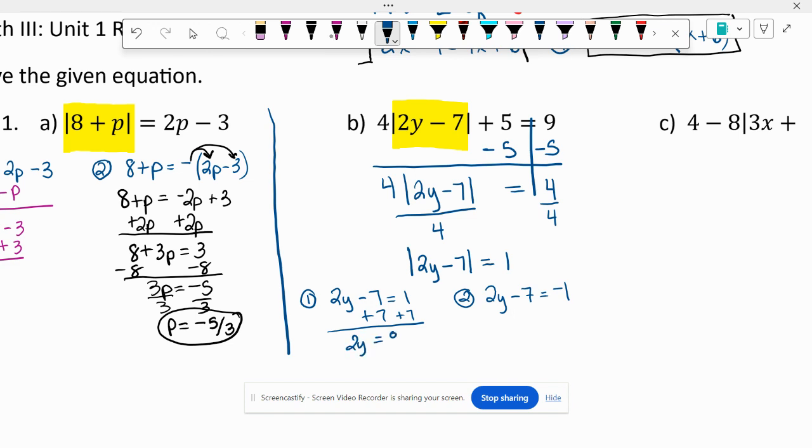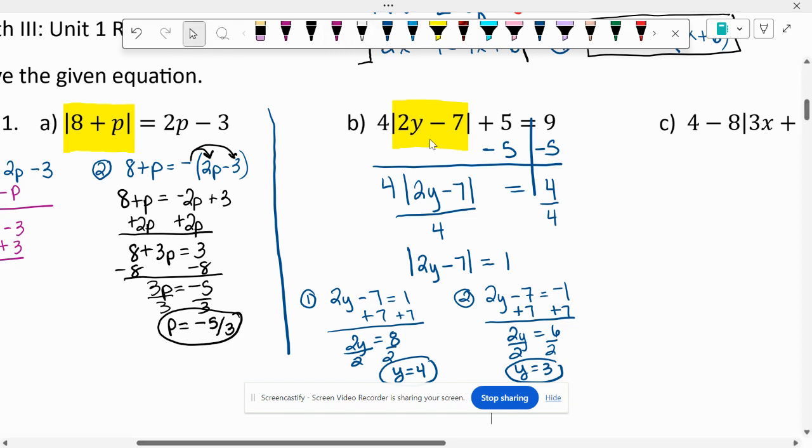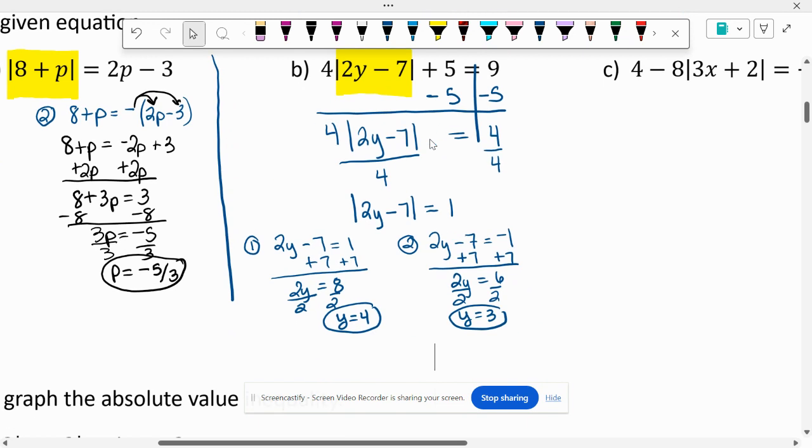2y equals 8. Divide both sides by 2. So y equals 4. That's my first solution. My second solution, when I add 7 to both sides, I get 2y equals 6. Divide both sides by 2. Y equals 3. So those are my two solutions for example B. The two solutions are 4 and 3. Remember, this has two solutions, right?